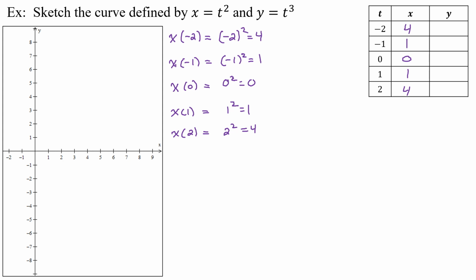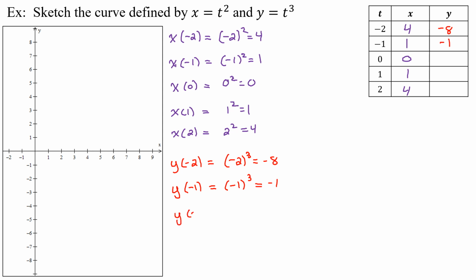And then for the y's, I would have basically the same thing. If I plugged in t equals negative 2, then y would be negative 2 cubed, which is negative 8. This is an odd function, so if you plug in a negative 2, you'll get negative 8. If you plugged in a positive 2, you'll get positive 8. And if you plugged in the negative 1, you'll end up with negative 1, because negative 1 cubed is negative 1.